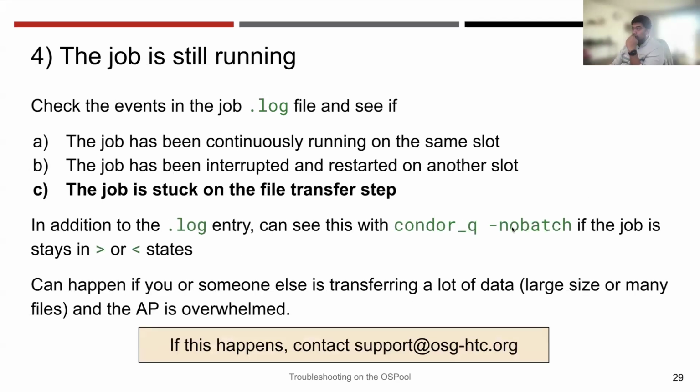Now, finally, if your job is stuck on the file transfer step, you'll see this information in the log files: it has started transferring output files, and that's the last line. Also, if you do condor_q -nobatch, you'll see arrows, and it means that it's actually transferring the files.